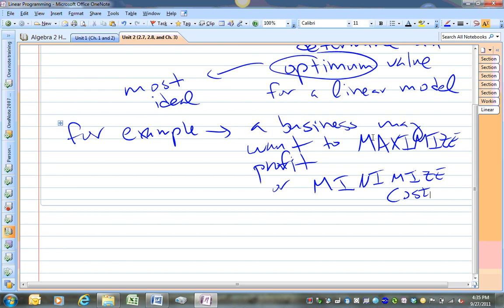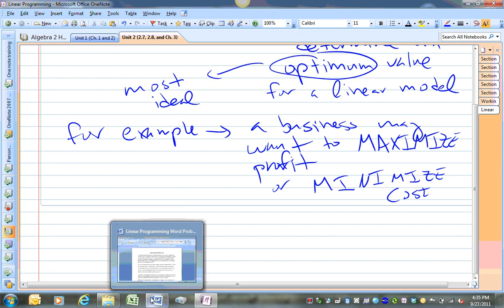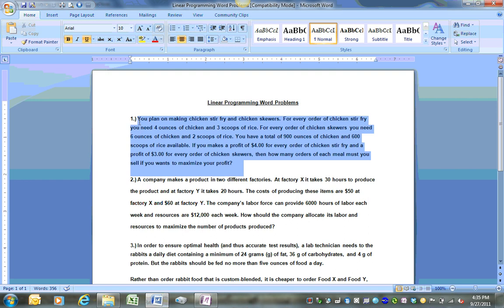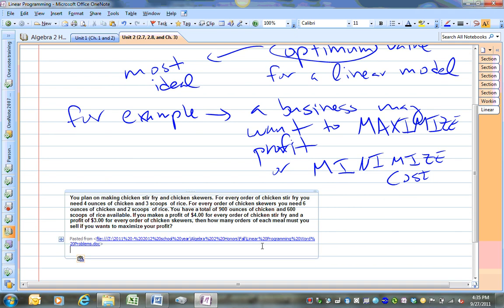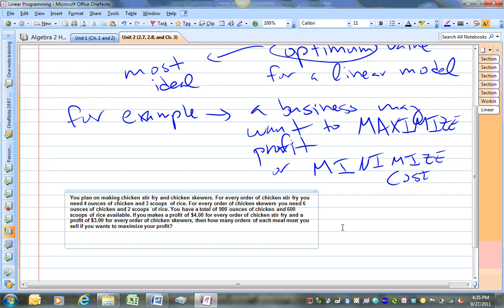So let me provide you with a word problem, and then we will go over the steps to solving it. I'm going to copy this from the worksheet we'll be working on next time we see each other. So here's the problem. I'll read it out loud. You plan on making chicken stir fry and chicken skewers. For every order of chicken stir fry, you need 4 ounces of chicken and 3 scoops of rice. For every order of chicken skewers, you need 6 ounces of chicken and 2 scoops of rice.